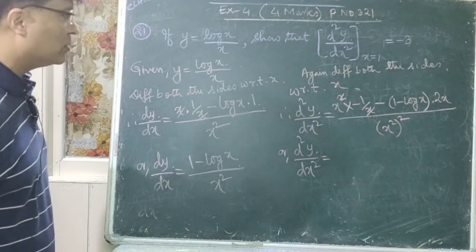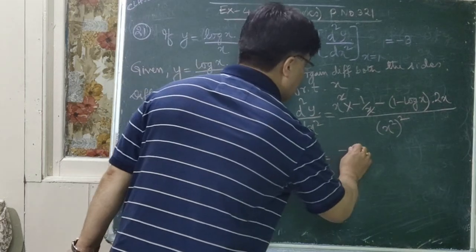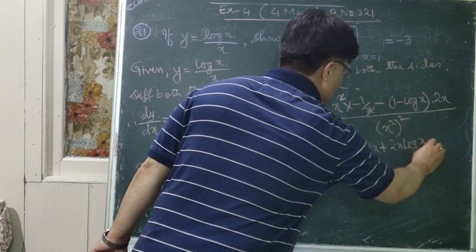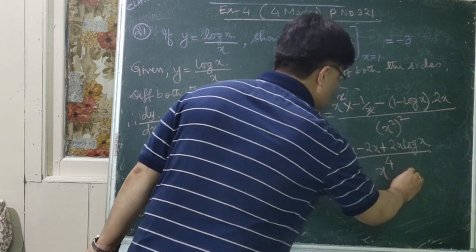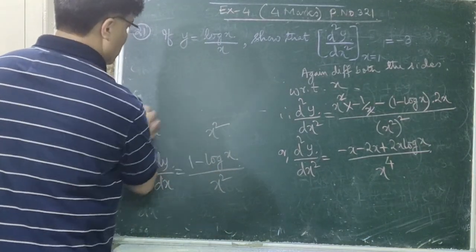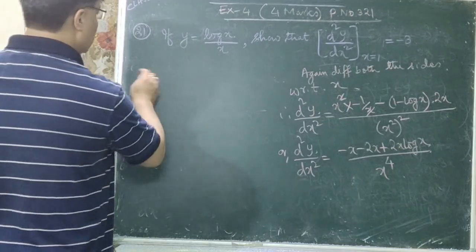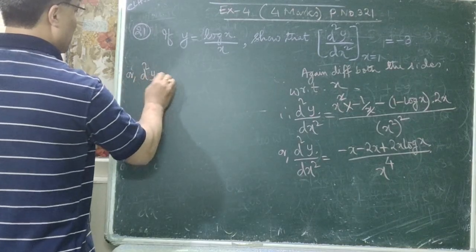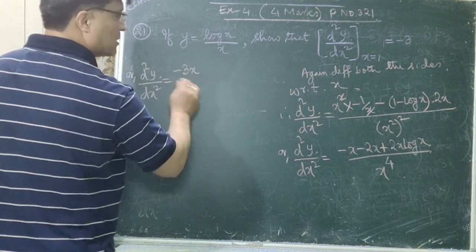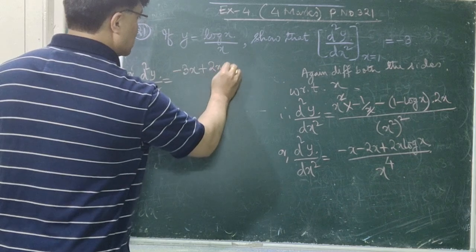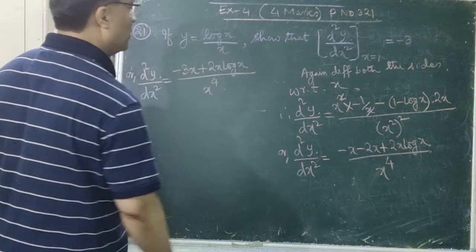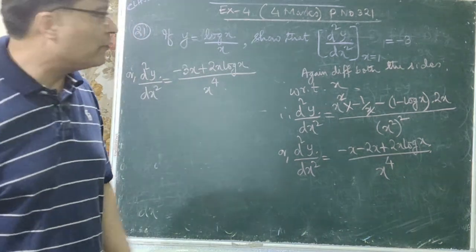which is equal to, now let's simplify the numerator. This is minus x minus 2x, or minus plus 2x log x, whole divided by x to the power 4, right? So now let us simplify it, or d2y by dx square is equal to minus 3x plus 2x log x, this whole divided by x to the power 4. Is that clear to all of you?